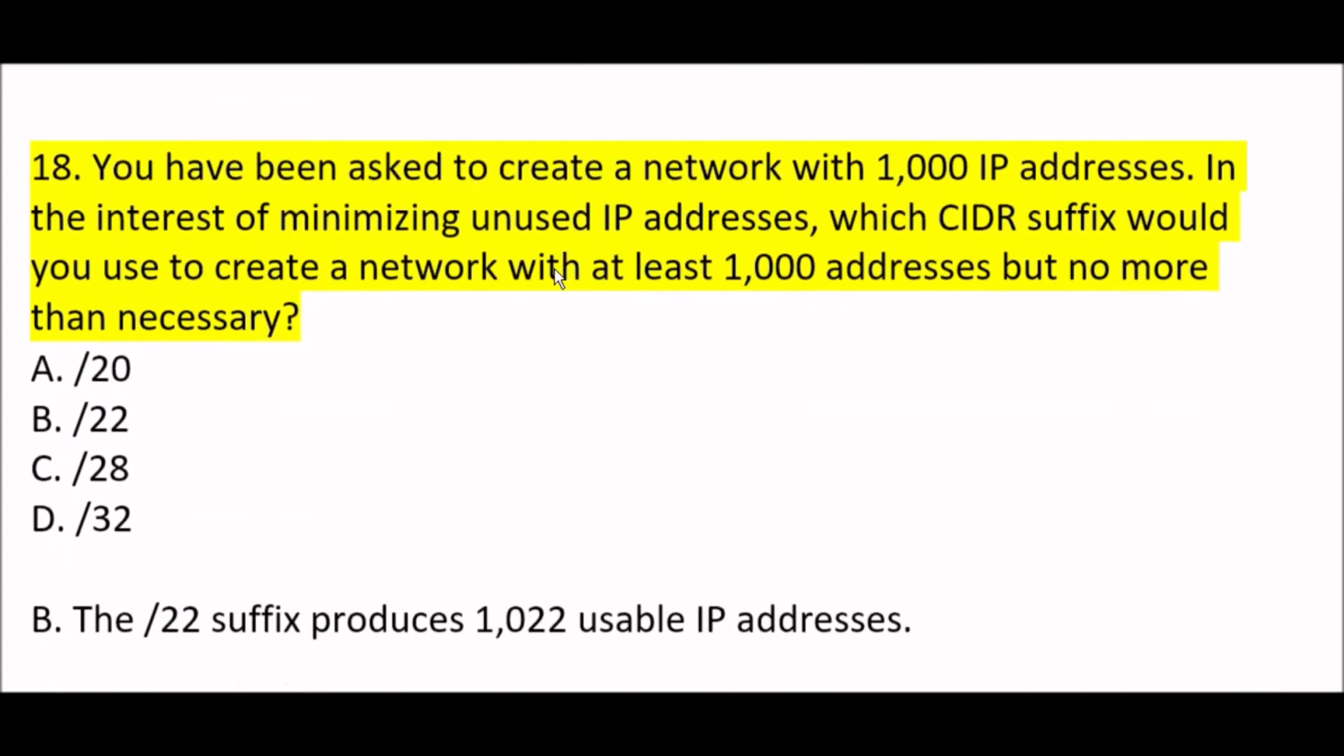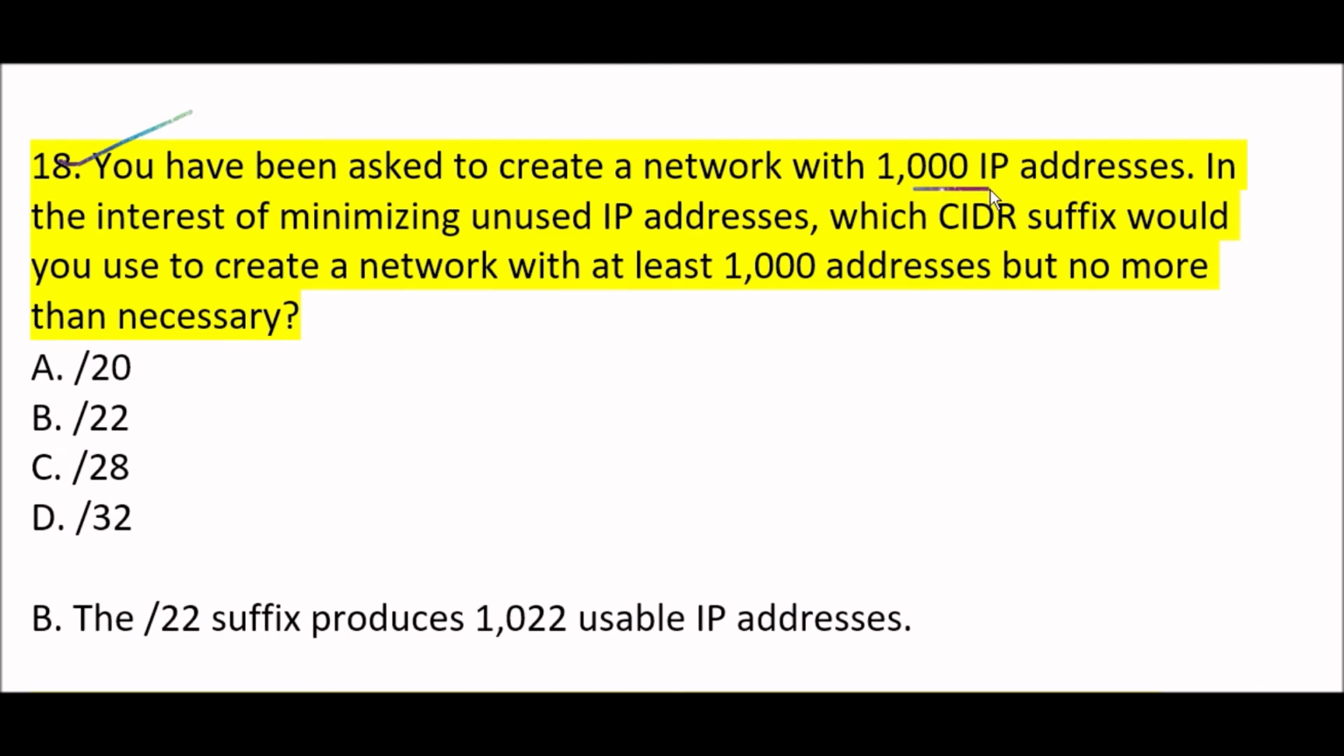iam.roles.create. Next question. You have been asked to create a network with 1000 addresses. In the interest of minimizing unused IP addresses, which CIDR suffix would you use to create a network with at least 1000 addresses but no more than necessary? Option A, B, C, D are given here, and right answer here is option B. /22 suffix produces 1022 usable IP addresses. Okay, so right answer here is option B.